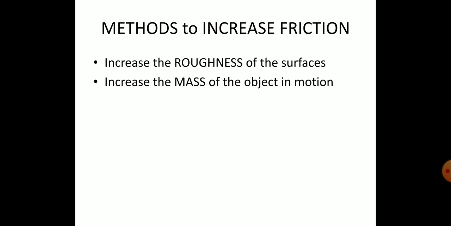Now we already saw we need friction in our day-to-day life. So the required friction can be obtained by having rough surfaces, and we can also increase the mass of the object in motion.